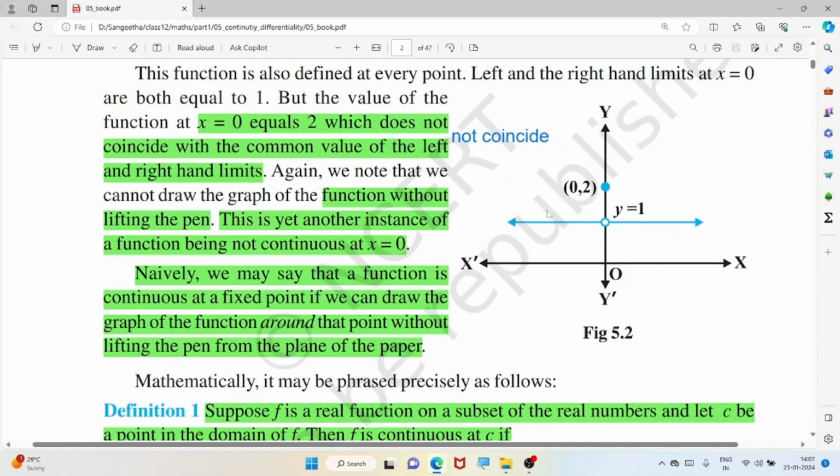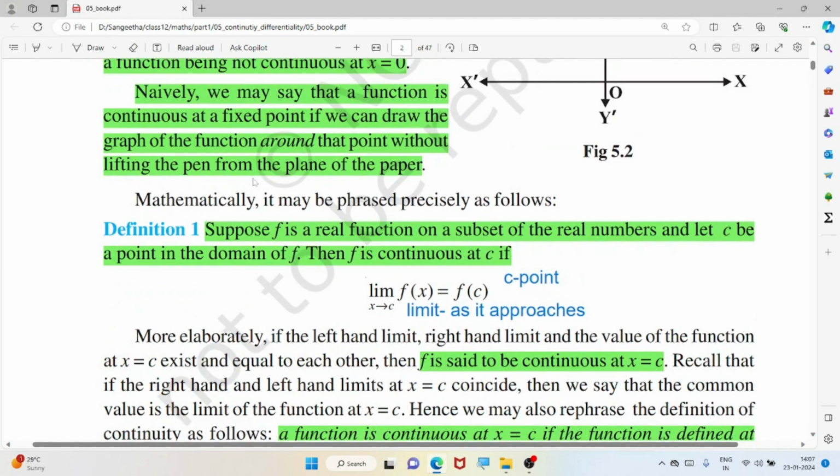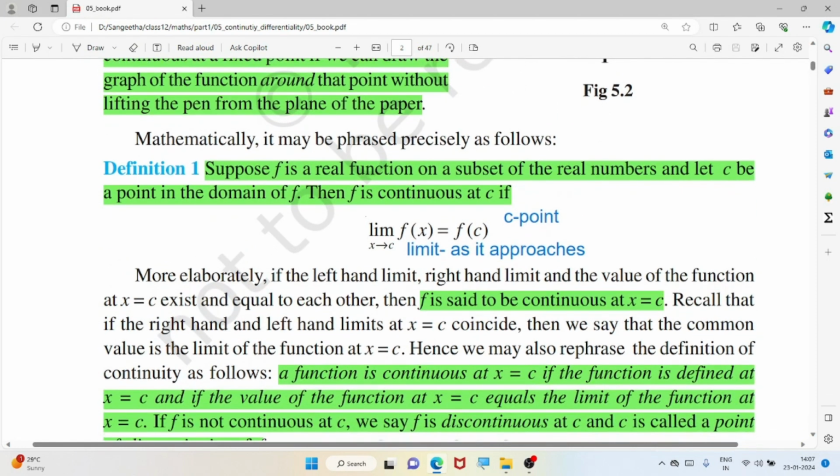Although the LHS and RHS limits are the same, at x equal to 0 they do not coincide. The value of the function at 0 does not coincide with the common value of the left and right side limits. Okay, this is important. This is definition one: f of x is a real function on a subset of real numbers. Let c be a point in the domain, then f is continuous at c under these conditions.